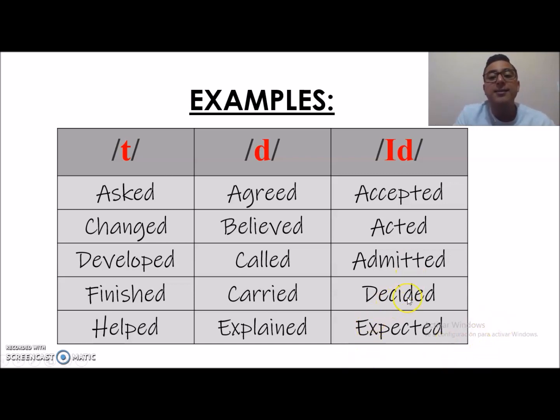Same case in decided, because this D is in between a vowel and another vowel. So it is decided. And at the end we have expected, which is not the case of the rule. Alright, so what I could recommend to all of you is to practice. As soon as you see a verb or a word that ends with ed, try to recognize the consonant sound that is at the end, and in that sense you can divide it into the three different rules, and consequently you can pronounce it correctly.